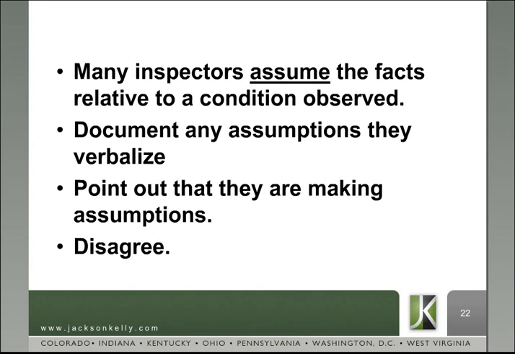If an inspector makes that type of assumption, we need to document it, and we need to document that it is an assumption, and if we have facts to counter that, we need to start gathering those facts, because those assumptions are what are going to give rise to the gravity and negligence designations in a citation. We also need to not be afraid to point out when they are making an assumption and to disagree.